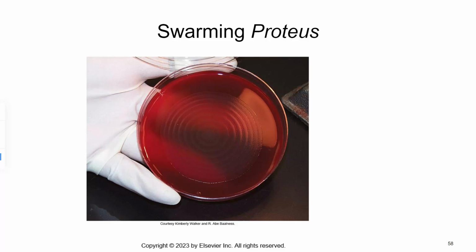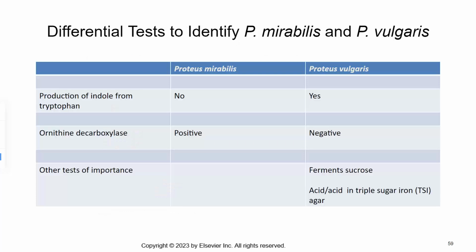So this is commonly encountered in the clinical lab, and we know that if it's a suspected Proteus species, we have to put it on its own plate because it will swarm and it'll swim all over the entire plate and take over the whole plate, and it will contaminate any other bacterial species you try to grow on that purity plate. So these are some differential tests to differentiate mirabilis from vulgaris.